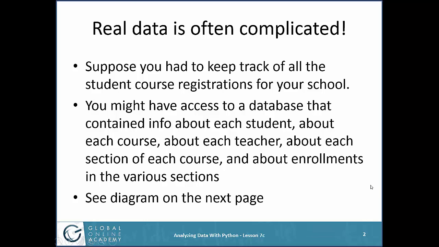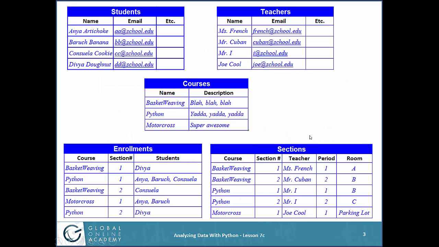So, maybe I've got a database file for students, and it's got a field called name, and here's my names. I've only put 4 in. Your school probably has hundreds. Anya Artichoke, Baruch Banana, Consuela Cookie, and Divya Donut. I must have been hungry at the time I put this together. Emails for them. There might be other fields. There might be a student ID or contact information, or whether somebody is a freshman, a sophomore, junior, or senior, and so on. But you get the idea.